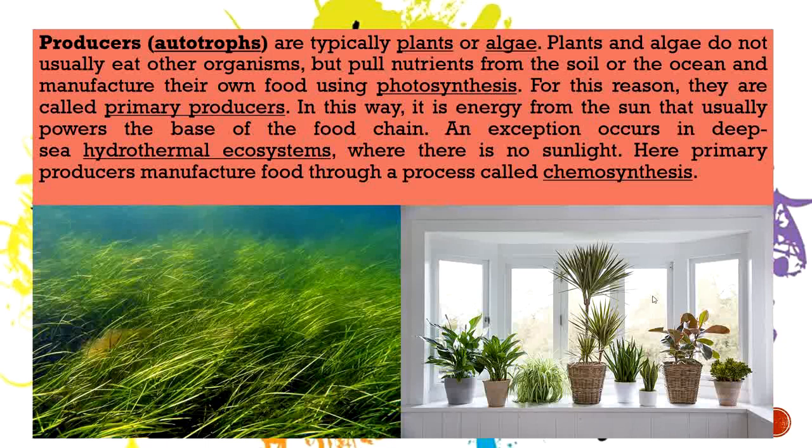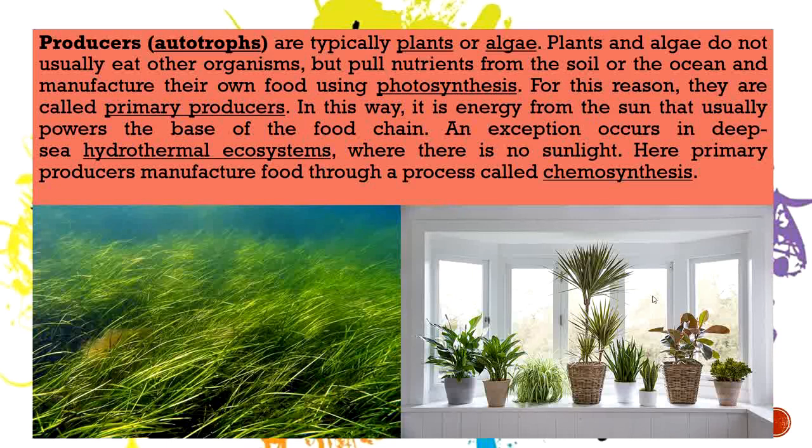Producers are also known as autotrophs, so you have to remember that. They are typically plants or algae. Plants and algae do not usually eat other organisms but pull nutrients from soil or the ocean and manufacture their own food using photosynthesis. For this reason, they are called primary producers. Primary meaning they are the initial producers. In this way, it is the energy from the sun that usually powers the base of the food chain. So the sun is the source of the energy.